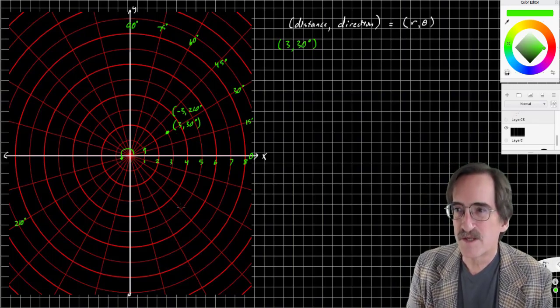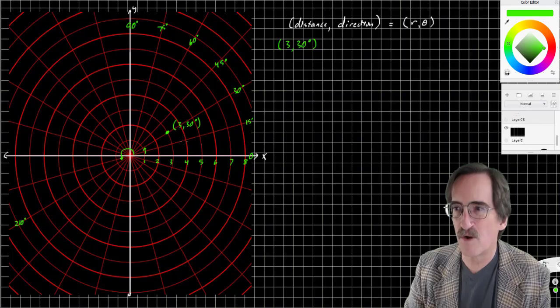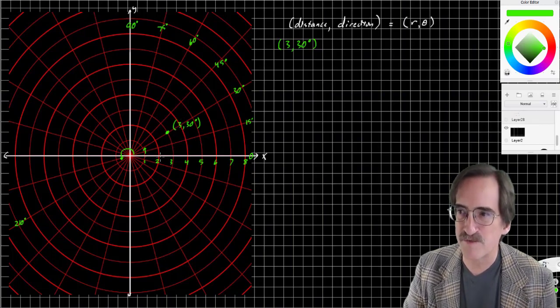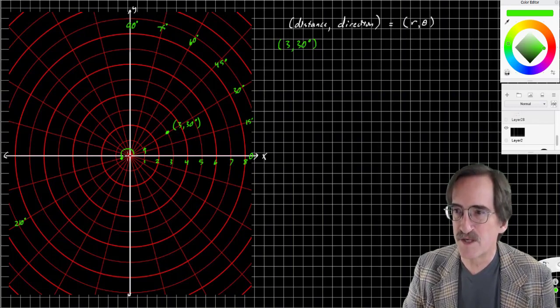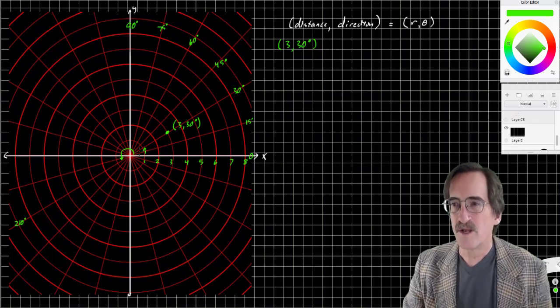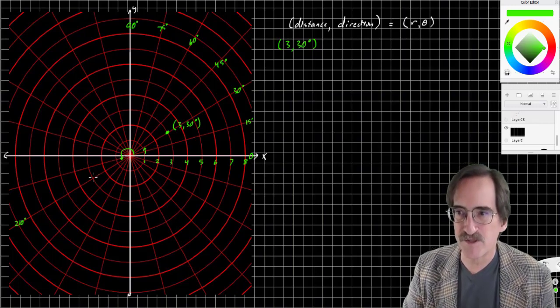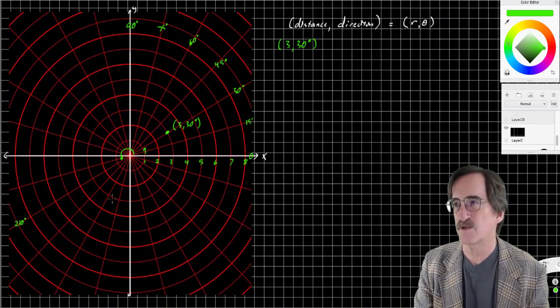But the idea here is that positive angles go counterclockwise. That's one of the big ideas. Positive angles go counterclockwise from the x-axis, and positive directions proceed outward from the pole. Negative directions proceed in the opposite direction, 180 degrees in polar.